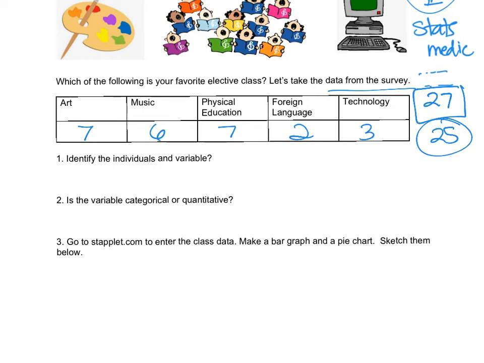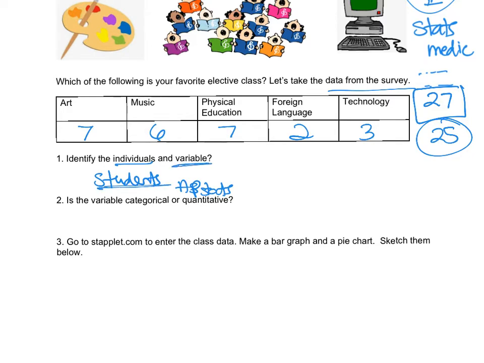Yeah, okay. So let's identify the variables and the individuals. So the individuals that we're talking about here, the people that took the survey, were students. You could be more specific and say AP Stats students. You could even say AP Stats students at Valley Christian. But students is fine. Okay, that covers a wide variety of people.